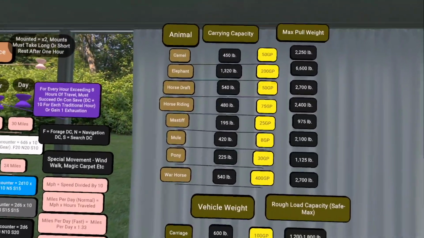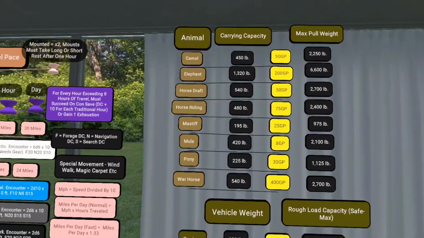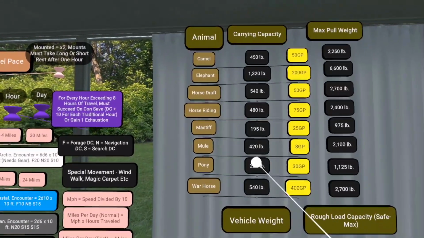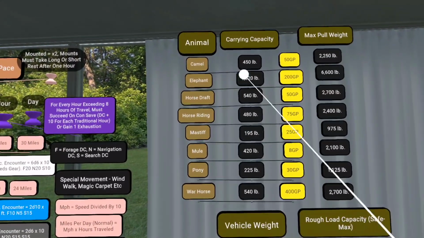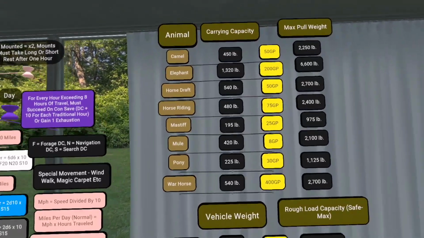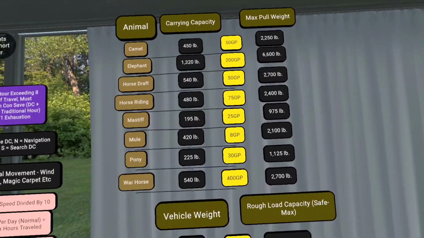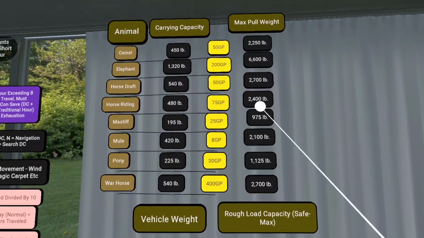Over here, we have carrying capacities. So this is pretty cool. It's just showing you the different capacities, weights that you can carry with different animals. Quite self-explanatory. It also shows you how much each of those animals cost to buy. And, which is cool, it's showing you the pull weight.